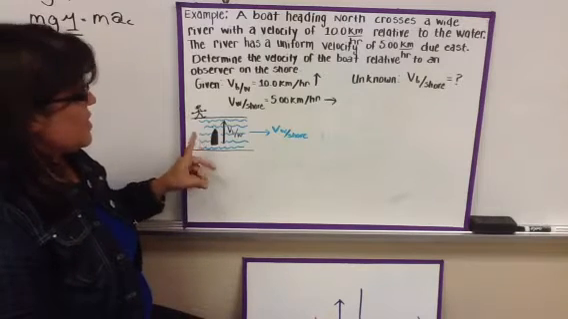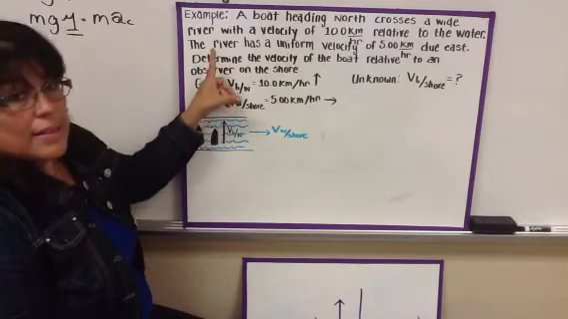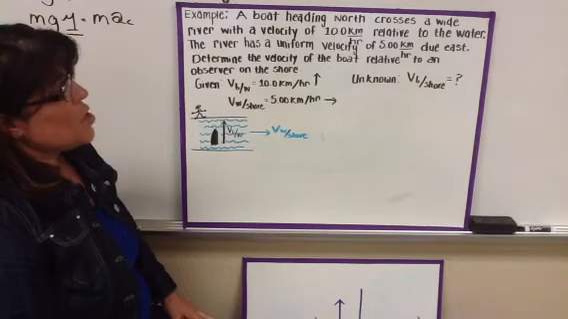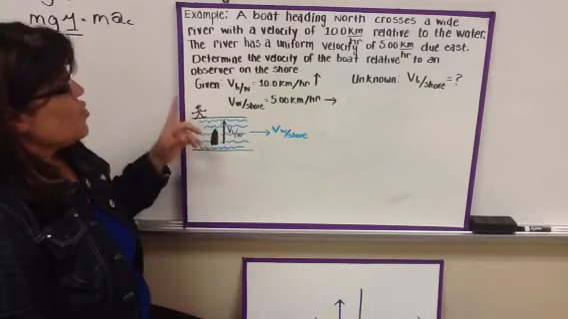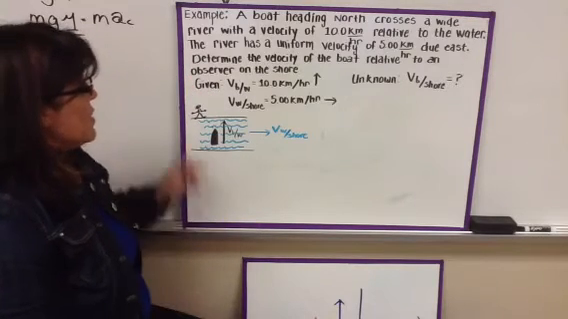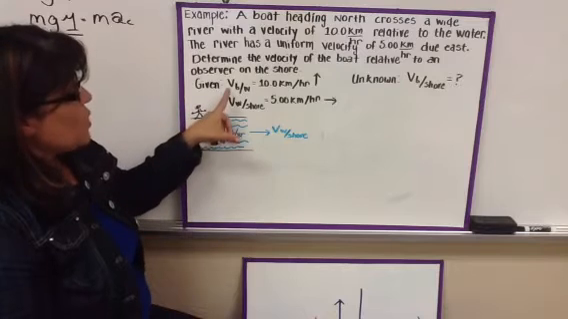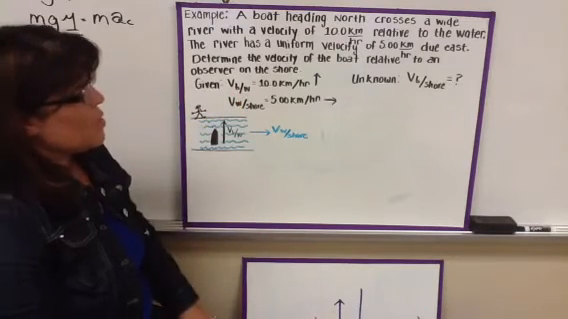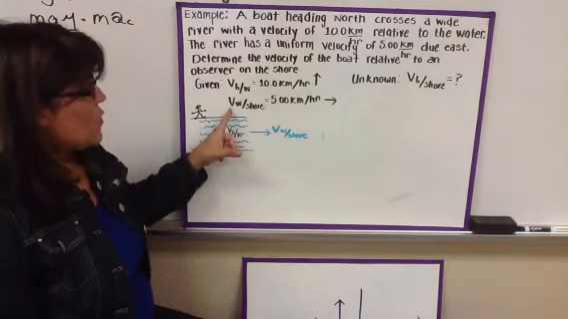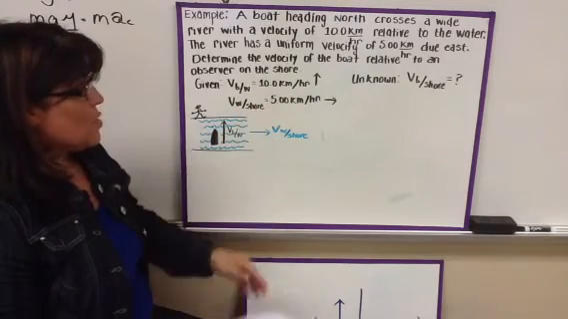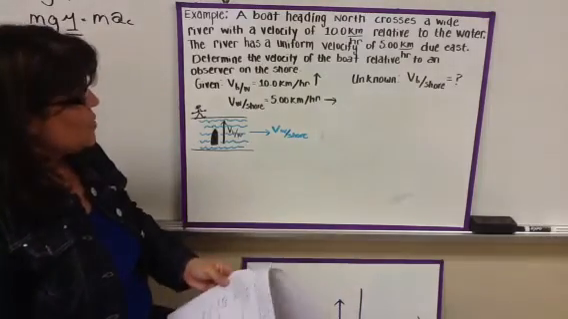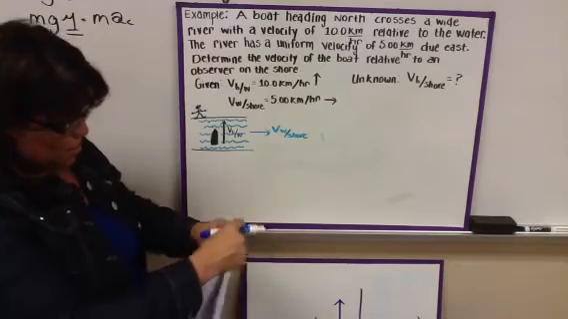Now the boat is heading north, so it's heading in this direction, and crosses the river at 10 kilometers per hour relative to the water. So now what we have to do is determine the velocity of the boat relative to this guy here on the shore. Well, we know the velocity of the boat with respect to the water is 10 kilometers per hour. We know the velocity of the water with respect to the shore is 5 kilometers per hour. So now we're going to find the other one.